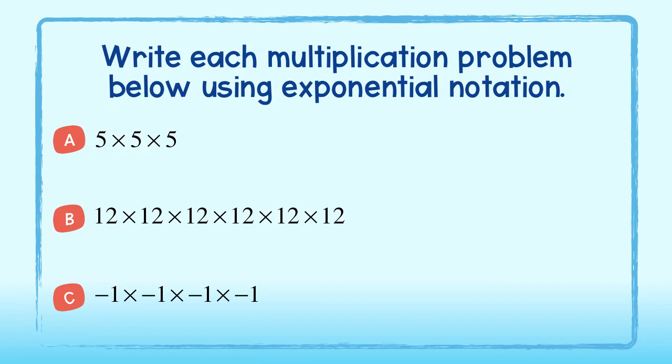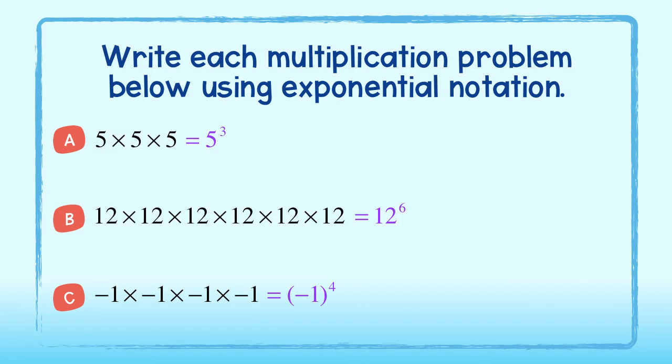We can write 5 times 5 times 5 as 5 to the 3rd power. 12 times 12 times 12 times 12 times 12 times 12 as 12 to the 6th power. And we can write negative 1 times negative 1 times negative 1 times negative 1 as negative 1 to the 4th power. You'll notice that I've put parentheses around the negative 1.